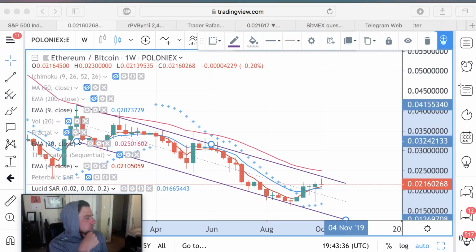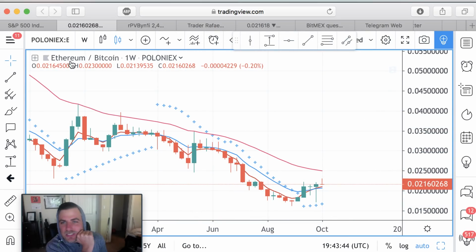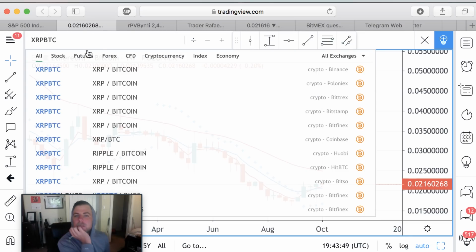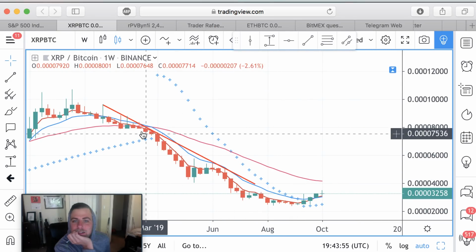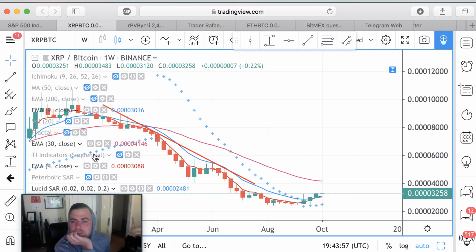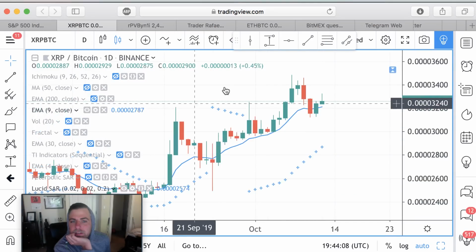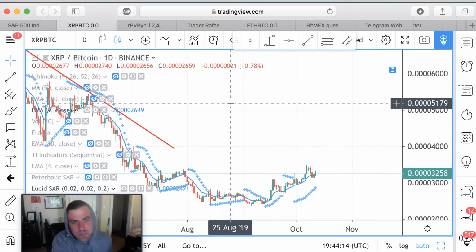ETH is as beautiful to short as Ripple. Ooh, I actually do want to take a look at Ripple, just because it was looking pretty bullish to me the last time I looked. So I'm just interested to see if that is still the case. Yeah, this thing is looking interesting. It still is looking pretty bullish to me.